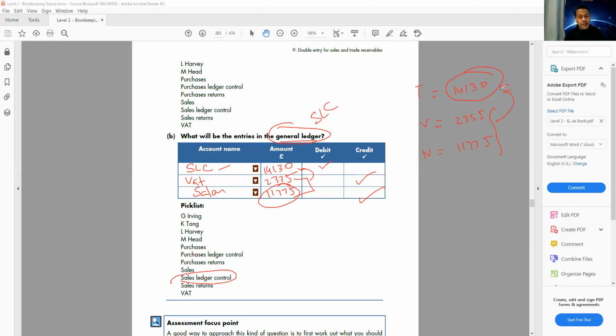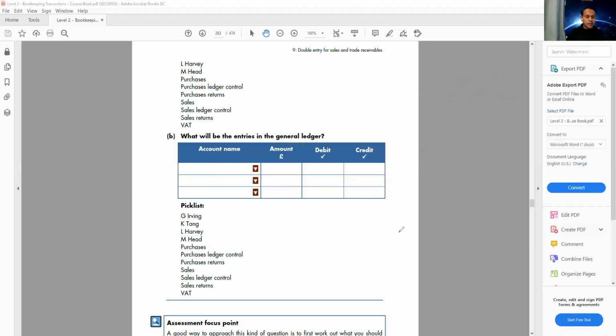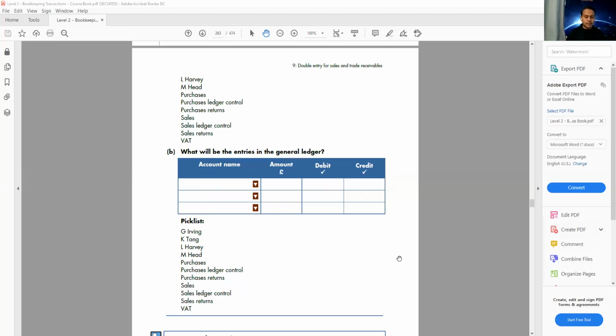Remember, your debit side and the credit side always have to be equal. Debit side equal to credit side. If the debit side and the credit side don't match, that means there is some problem. So when you do the double entry, debit side and credit side have to be equal. All right, so any questions from here so far on the posting?